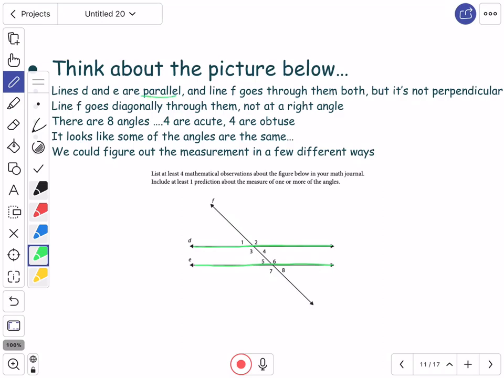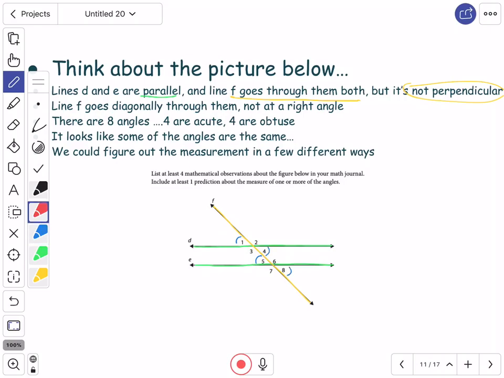Take a look at this picture below. Now when I see lines D and E, so I'm gonna highlight D and E for a moment. Here's line D, and here's line E. They appear to be parallel to each other. And line F, I'm gonna highlight line F. Line F goes through both of them, but it's not perpendicular. Line F goes diagonally through them, but not at a right angle.